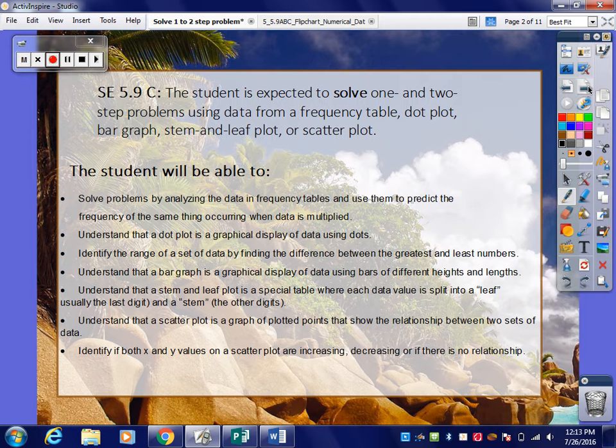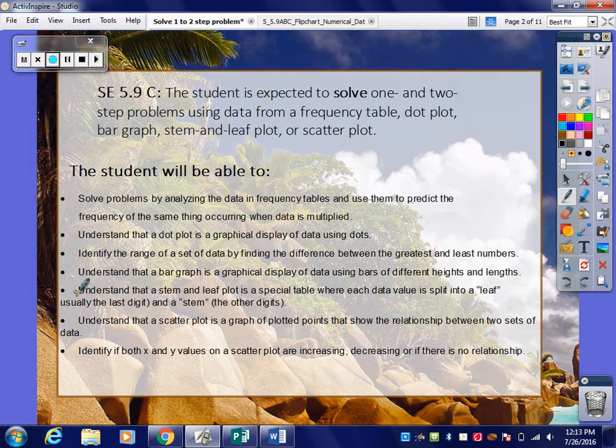So by the end of the unit, you will be able to solve problems by analyzing the data in frequency tables and use them to predict the frequency of the same thing occurring when data is multiplied. You'll understand that a dot plot is a graphical display of data using dots. You'll identify the range of a set of data by finding the difference between the greatest and least numbers. Understand that a bar graph is a graphical display of data using bars of different heights and lengths.